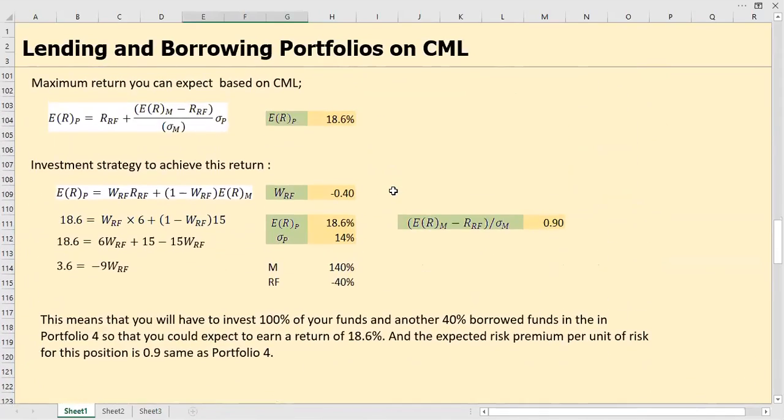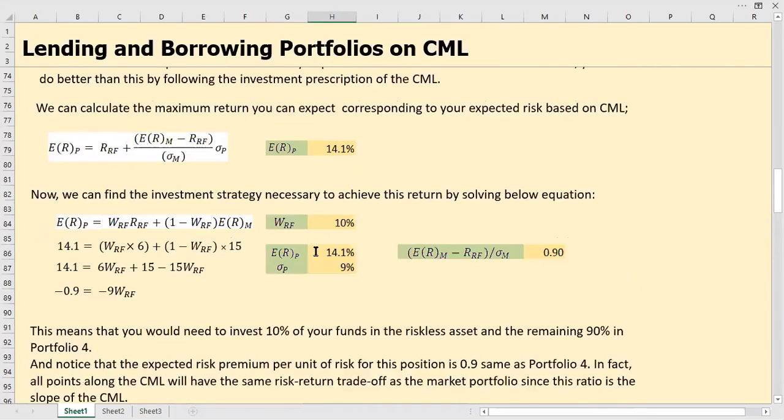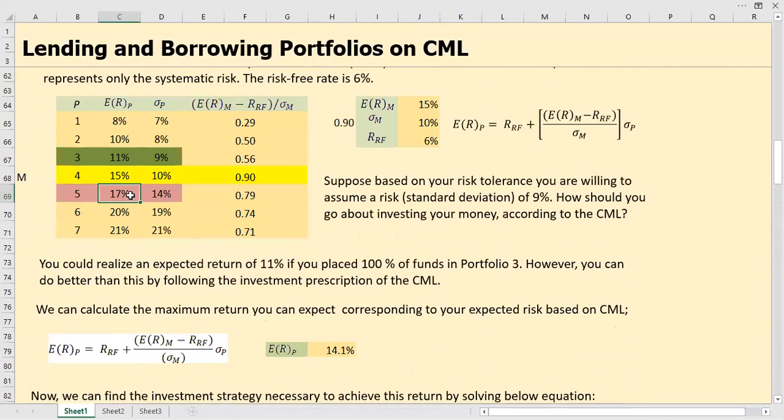So now you can see the importance of the capital market line. If we do not have the capital market line, if we do not introduce this risk-free asset into the equation, you would not be able to earn 18.6 for a given level of risk, 18.6 of return for 14% of risk. Instead, you can earn a return of 17% for a 14% of risk.